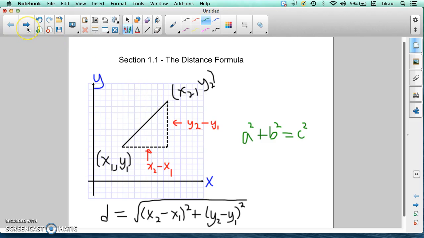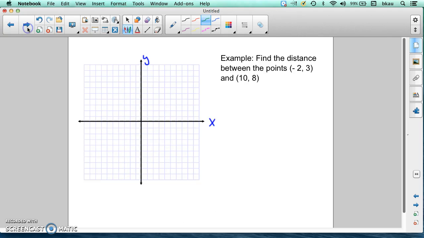So let's do an example using the distance formula. On the next page I have an example here. We're going to find the distance between the point -2, 3 and the point 10, 8. Now you have to excuse my slowness here. I'm not using a mouse. I actually have the mouse on my laptop, which is a little harder to manage. So we're going to start at -2, 3, which is right here.